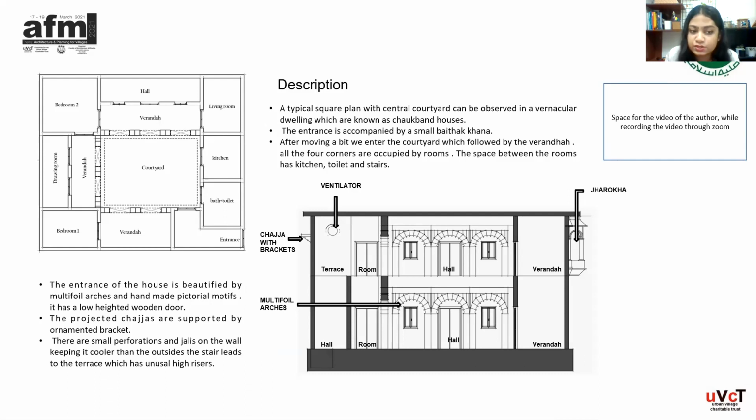The entrance of the house is beautified by multifoil arches and handmade pictorial motifs. They are basically of flowers, petals and godly figures. It has a low-heighted wooden door. The projected chhajjas are supported by ornamented brackets. There are small perforations and jalis on the wall, keeping it cooler than the outside. The stair leads to the terrace, which has an unusual riser.